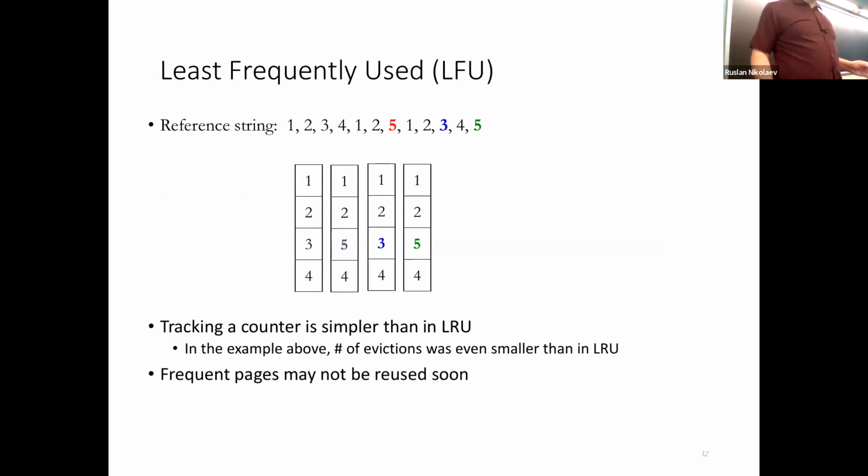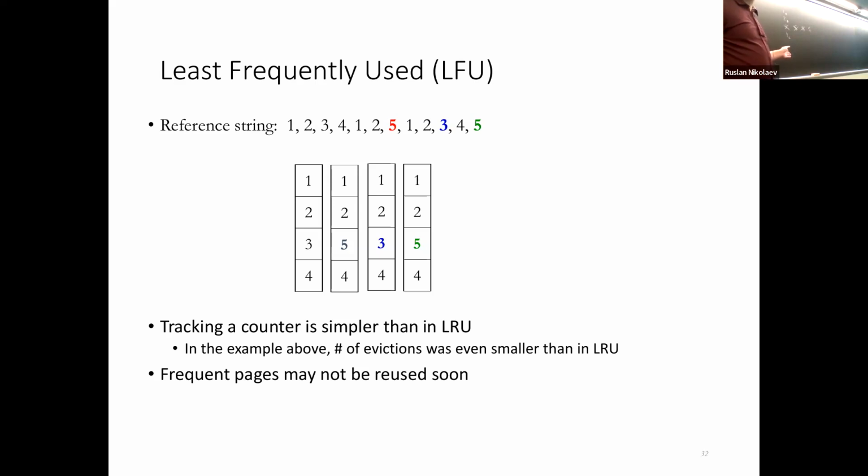It doesn't necessarily mean that in every single case it's going to be better than least recently used. It's just this particular example. So what is the advantage of least frequently used? Tracking is simpler than in LRU, right? But what is the disadvantage? Well, the frequent pages may not be reused soon.